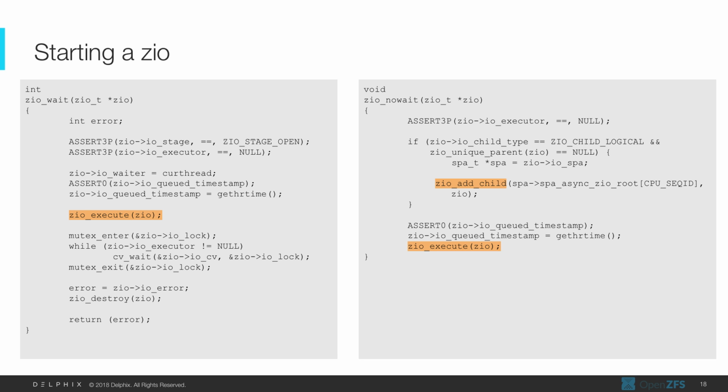Because nobody's waiting on them anymore, they're now running asynchronously. So what happens here is the concept of the Godfather I/O. The Godfather I/O is associated at a pool level, and it becomes the parent of all no-waited I/Os. When you go to actually export the pool, we're going to do a ZIO wait on the Godfather I/O. When that Godfather I/O completes, we're guaranteed that all its children have completed.